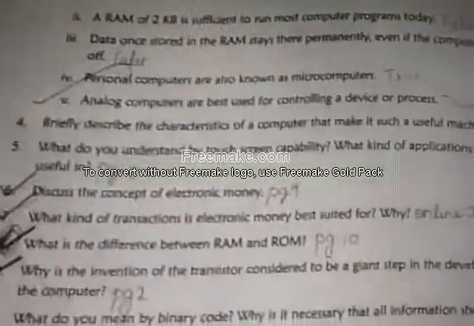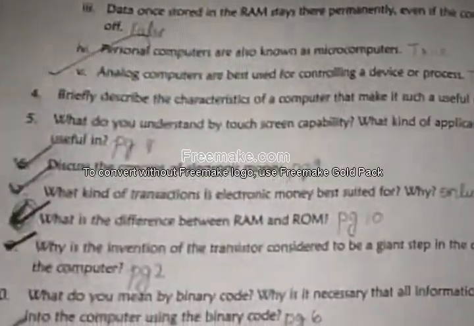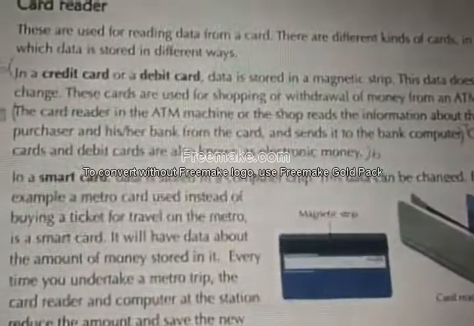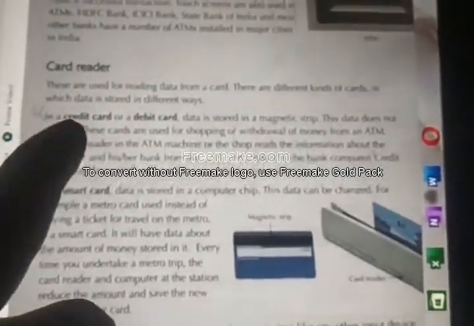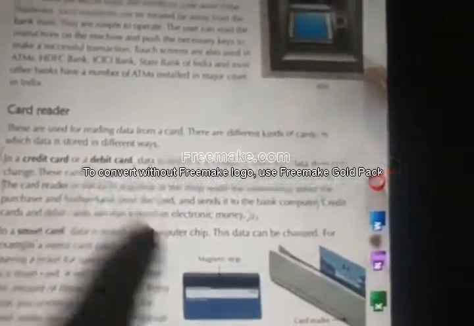Okay. Discuss the concept of electronic money. Page number 9. Okay, from the whole paragraph, second para, full para. From in credit card and debit card, from there to electronic money. That's all. Okay, it's easy only. Don't think it's a big one. It is easy only. Okay. Next, 7th question.